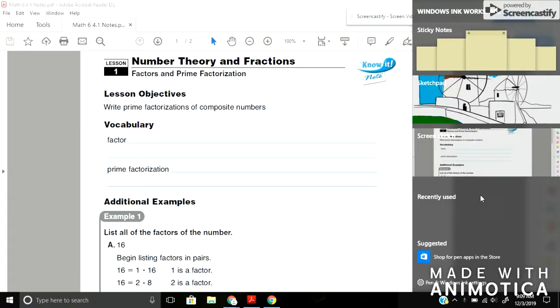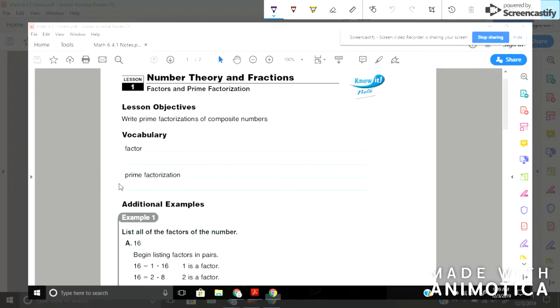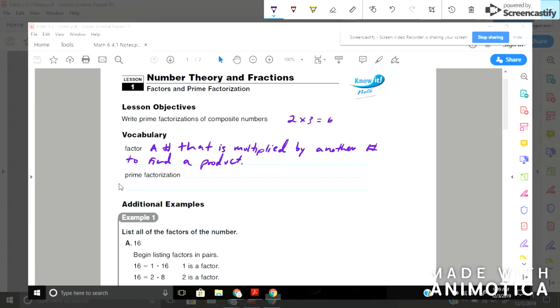So the first vocab word that we have is a factor. And if you remember, a factor is a number that is multiplied by another number to find a product. Okay, so an example of that would be, let's say, 2 times 3 equals 6. The factors of 6 would be 2 and 3.